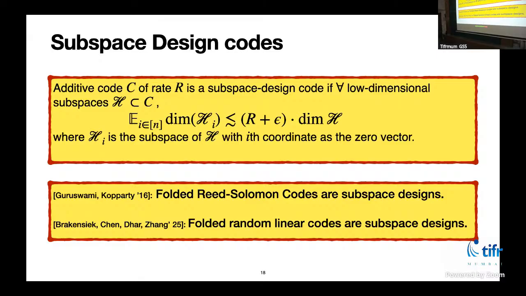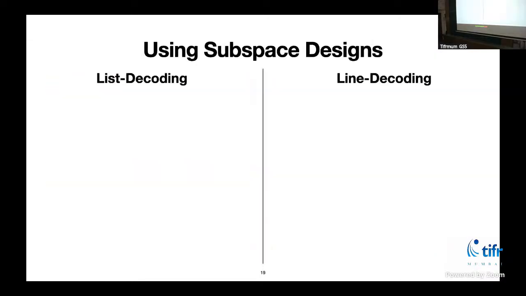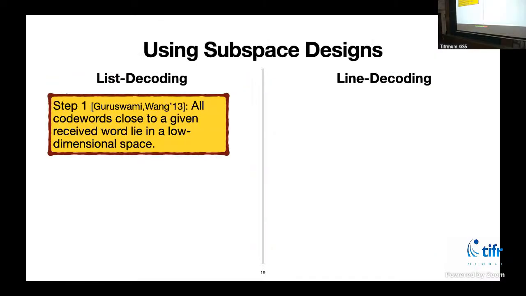So how do these proofs go on a high level? How do we use subspace designs? In the list decoding setting, Guruswami and Wang showed that all codewords close to a given received word lie in a low dimensional space. But they showed this for folded Solomon codes only, and their proof was very algorithmic. But you can show that this is actually true for any subspace design code.